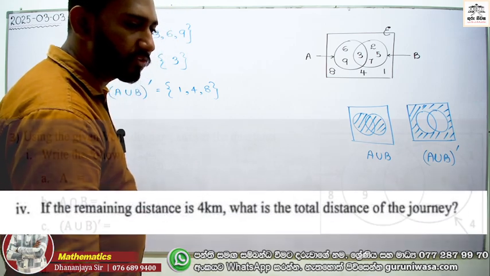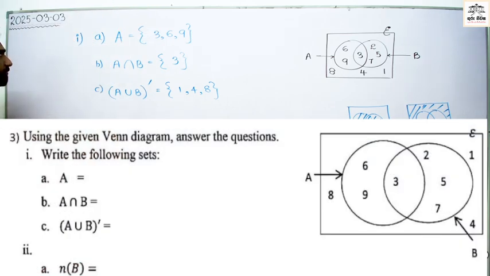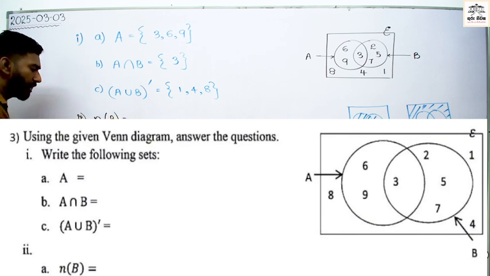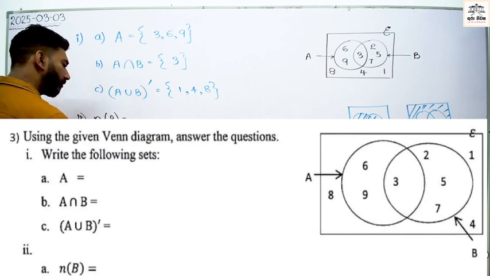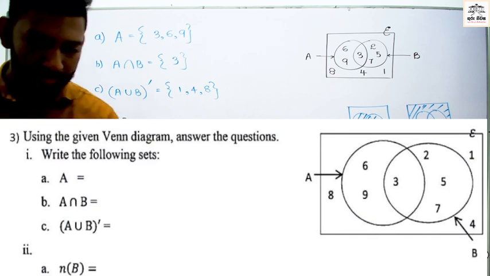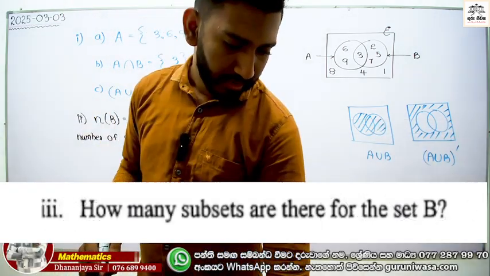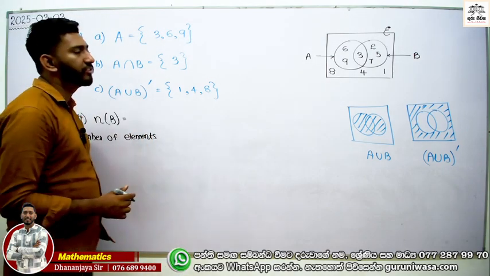And next question. NB. This is the second one, Roman number 2. What is the meaning of NB? Number of elements in set B.